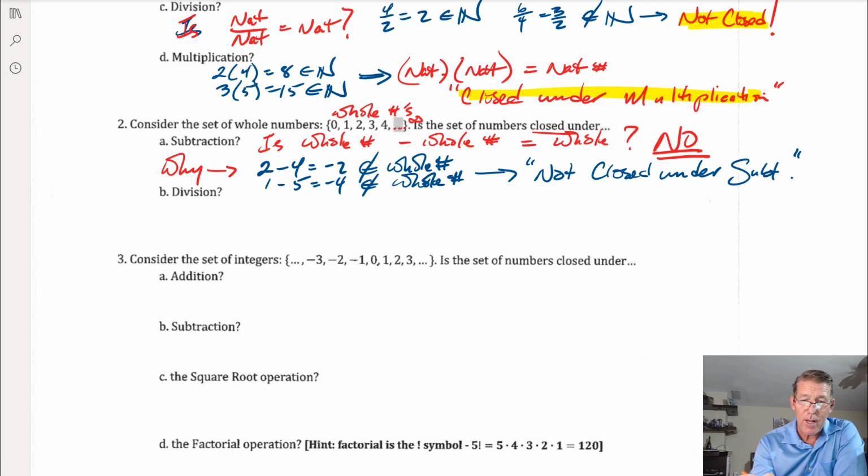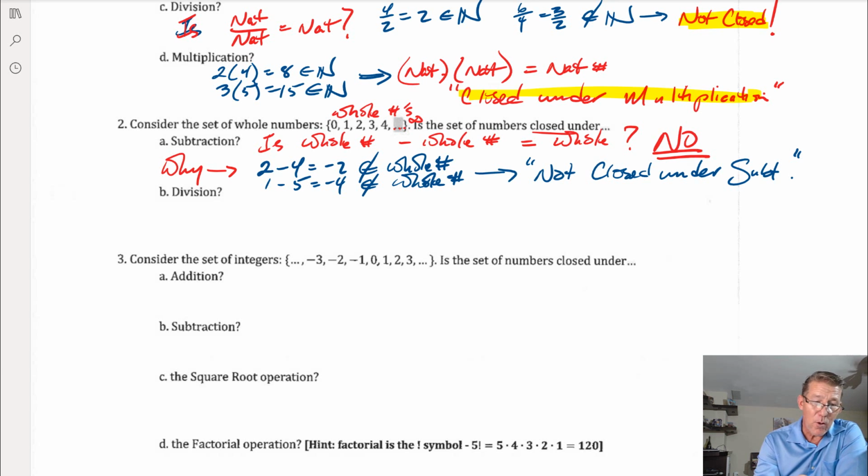You can't just say closed or not closed. You got to back it up, guys. You got to back it up with evidence. And the evidence in mathematics typically is numerical. So when I say explore and write down your evidence, I'm talking about numerical examples.